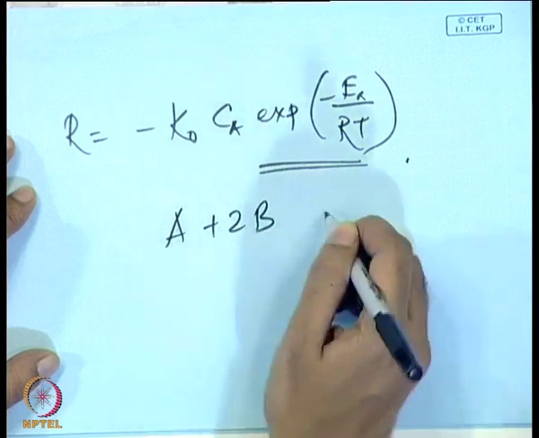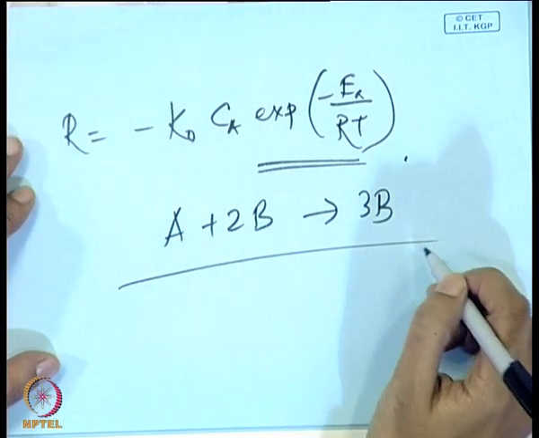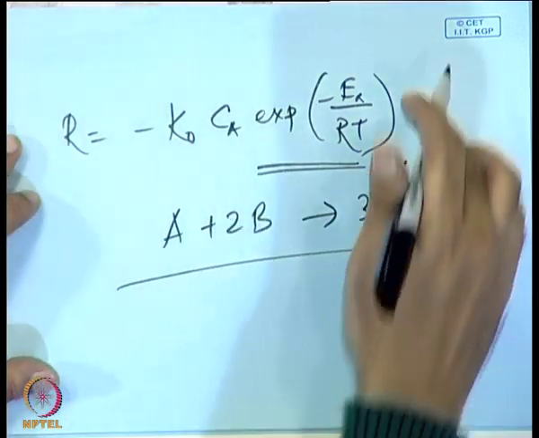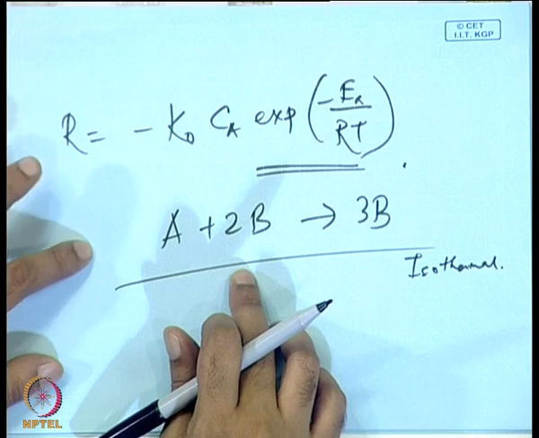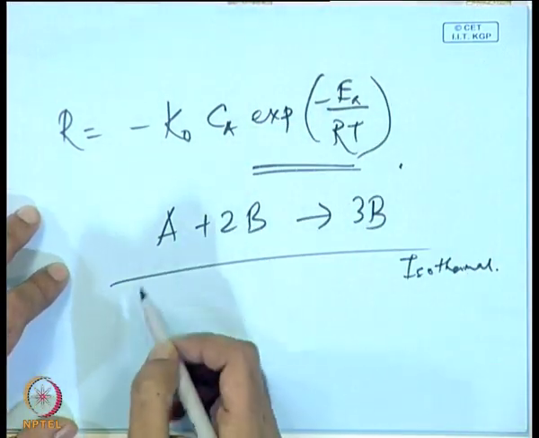This A plus 2B giving 3B. Okay, let us look at this. Isothermal. So, that also gives the similar kind of thing, right. That is also why is it? Because this is also autocatalytic, this is also autocatalytic. So, this is a little more complicated. So, let us look at the simpler form.